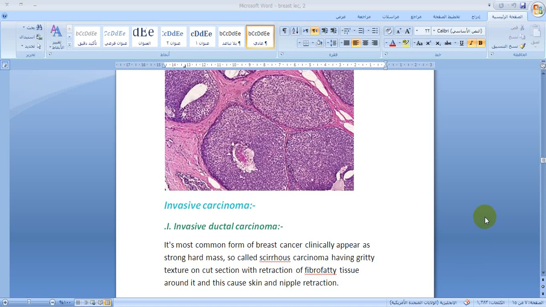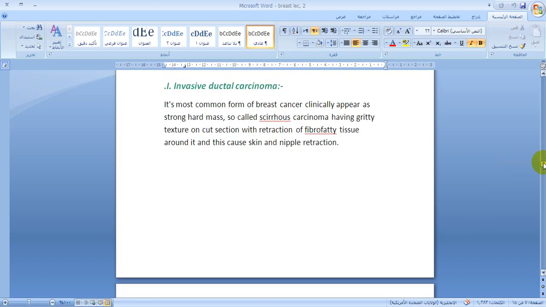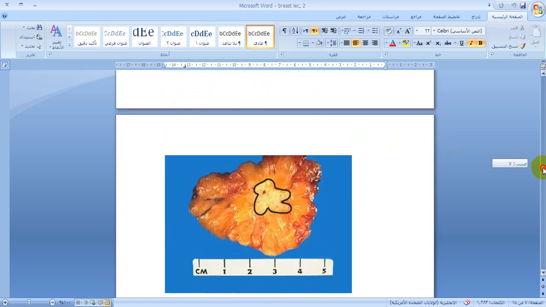ورا ما ناخذ بايوبسي وندخلها سيرجري ونشلع البايوبسي وناخذها بالكاتينج سيرفيس راح تحسها جريتي مثل ذرات الرمل جوا ايدك اثناء التقطيع. شو السبب ان السكرس كارسينوما نسميها الهارد سترونج ماس نسميها سكرس كارسينوما؟ سبب لنا retraction of fibrofatty tissue around it and this causes skin and nipple retraction. سبب لنا nipple retraction.